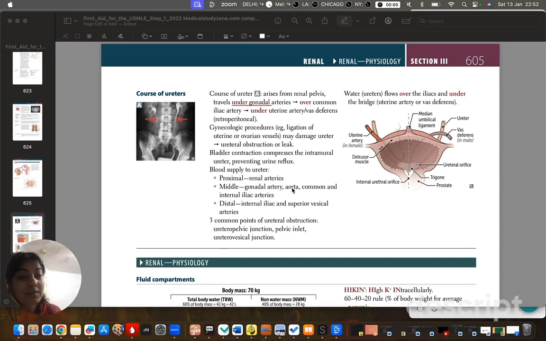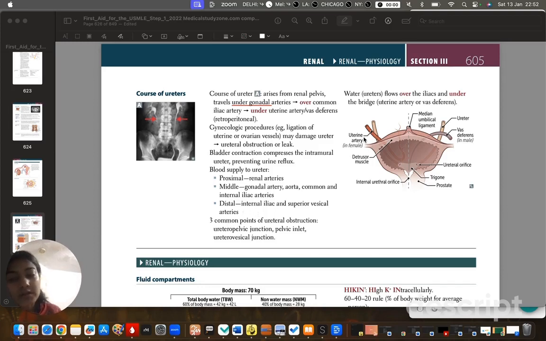So this is where it's going over the common iliac artery, right? So that artery will also supply the ureter. So common and internal iliac arteries, aorta, gonadal arteries. Then the distal part, which is the internal iliac and superior vesical artery. Superior vesical is supplying the bladder, and internal iliac we studied. So yeah, that's what is going to happen.